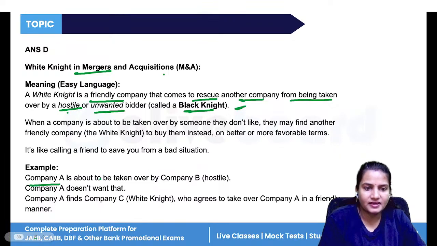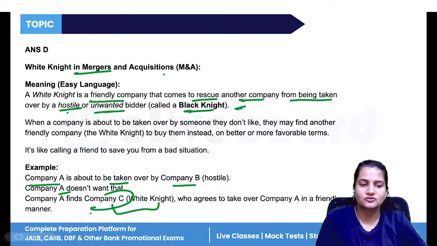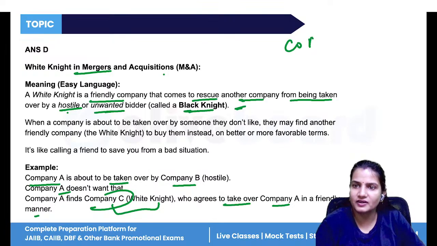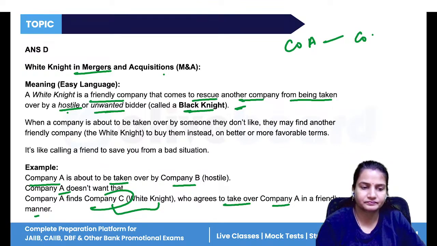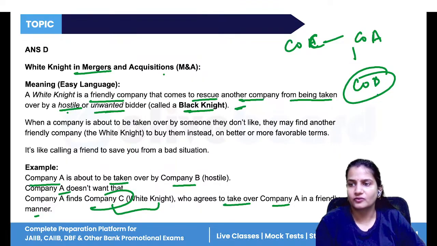Like company A is about to be taken over by company B, right? Now company A does not want to get acquired by company B, so company C will come. Company C will act as a white knight to help company A, and agrees to take over company A in a friendly manner, so that company B cannot acquire it in a hostile takeover.